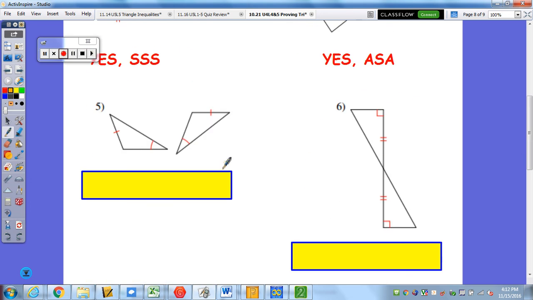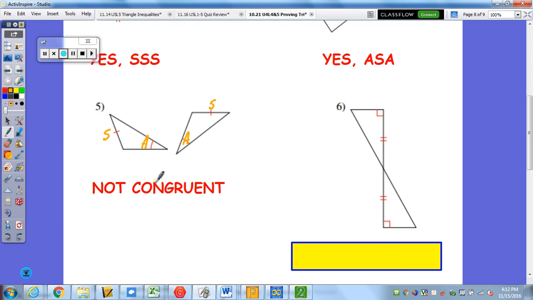Number 5. Well, let's look at what we got here. Angle, angle, side, side. What else do I have? I really can't see anything else. There's nothing else that's obvious, no shared angles or sides in common or congruent, so therefore it's not congruent to each other.